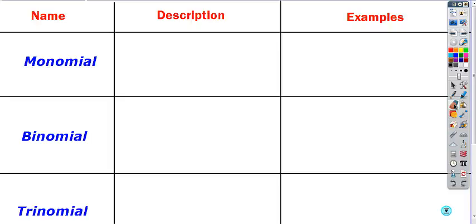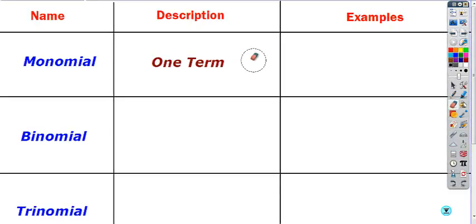So what does the name mono mean? One. So how many terms? One term. So anybody remember, when it comes to identifying terms, what symbol separates terms? What separates two terms? No, well, that is a term, right? A variable and a number make up a term. What operator separates the terms? Addition or subtraction. So plus and minus signs, not negative signs.